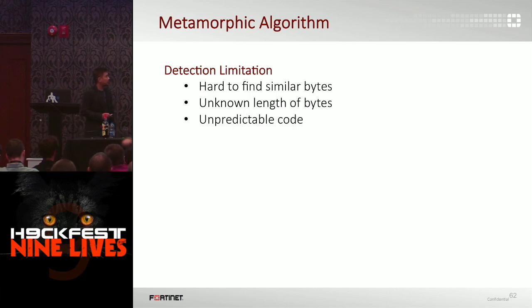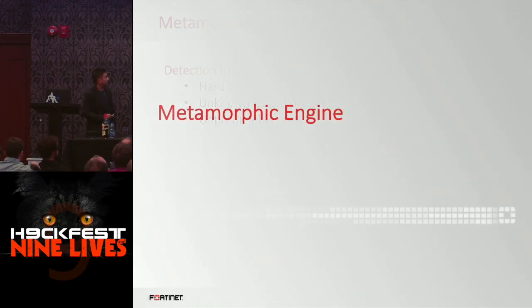The problem is it's hard to find similar bytes, and there are different lengths when you create the metamorphic algorithm. Of course, unpredictable code. The problem with the other one is if your antivirus engine tries to detect your sample and finds that it is encrypted, it will try to decrypt. That means it is malicious in itself if it is encrypted. But if it is metamorphic, the code still executes. Your antivirus engine will think that it is just a regular application. That is one of the differences between metamorphic and polymorphic.